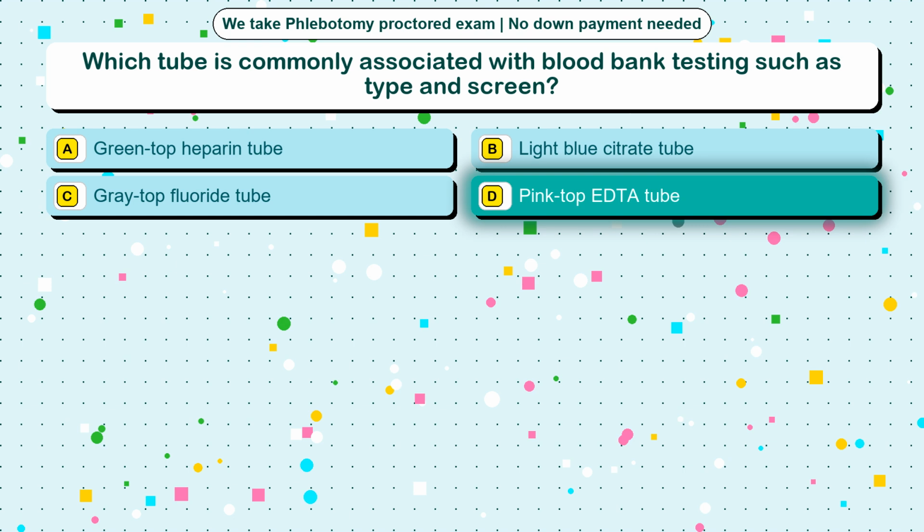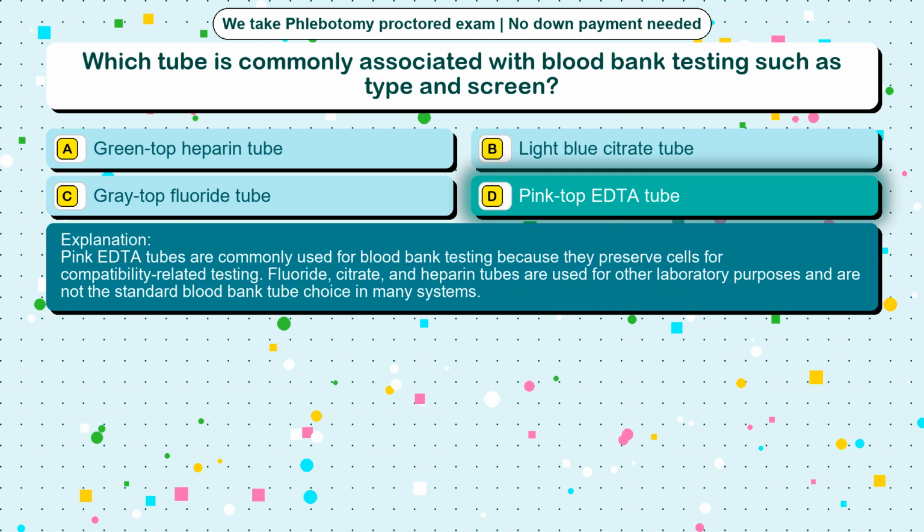The correct answer is option D, pink top EDTA tube. Pink EDTA tubes are commonly used for blood bank testing because they preserve cells for compatibility-related testing. Fluoride, citrate, and heparin tubes are used for other laboratory purposes and are not the standard blood bank tube choice in many systems.